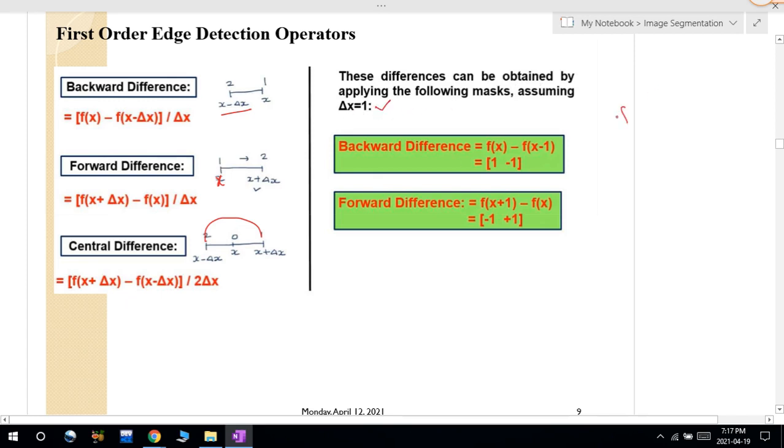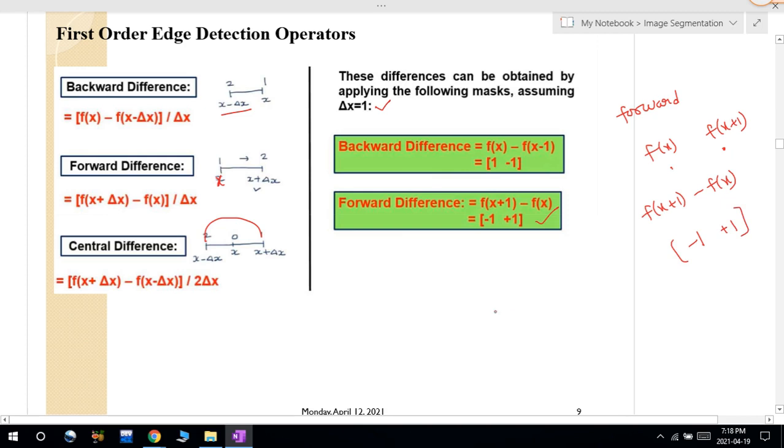So if we take del x as very small, then in case of the forward difference we have f of x and f of x plus 1. The difference is f of x plus 1 minus f of x. So if you are taking the same points, the f of x coefficient is minus 1 and the f of x plus 1 coefficient is plus 1. This is the operator used for forward difference.